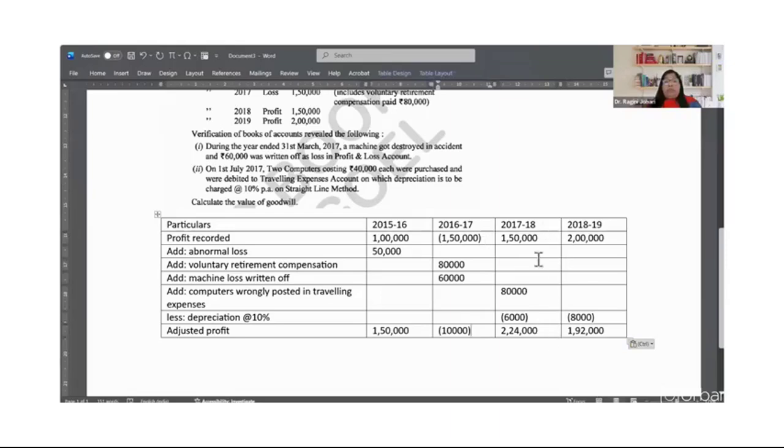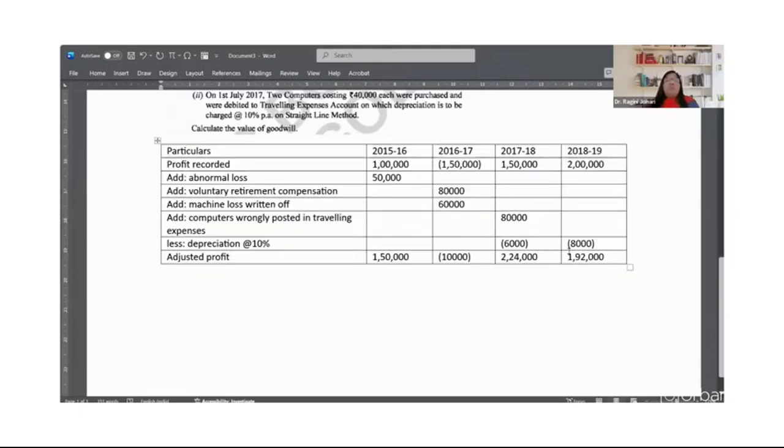Okay. Then for this year, this is 1,50,000 plus 80,000. This is 2,30,000. 2,30,000 minus 6,000, 2,24,000. And here it is 2 lakh minus 8,000, 1,92,000. Now, the average profit has to be found on these. Okay, so now let's talk about calculating the average profit and then finding out the value of goodwill. So now let's find out average profit.